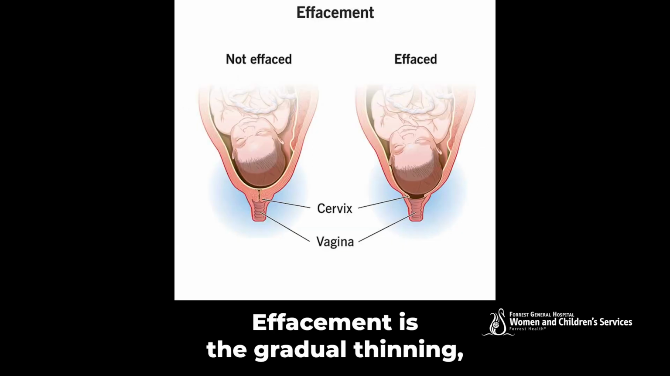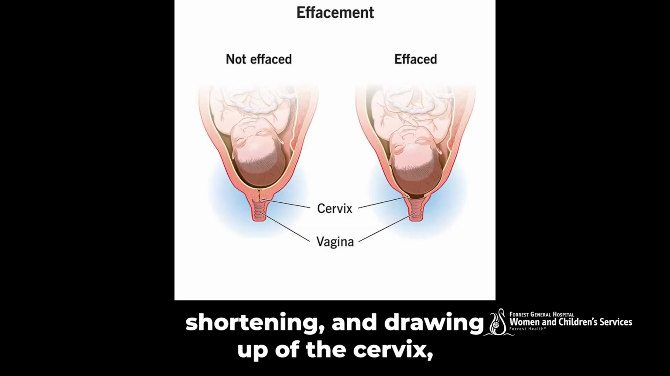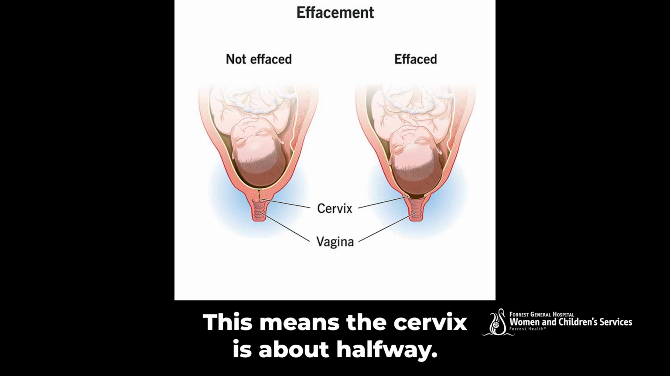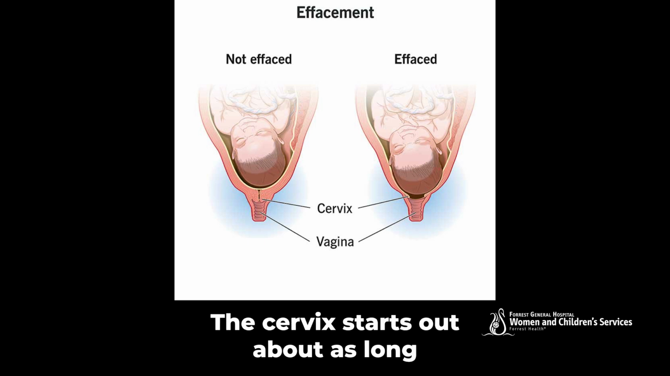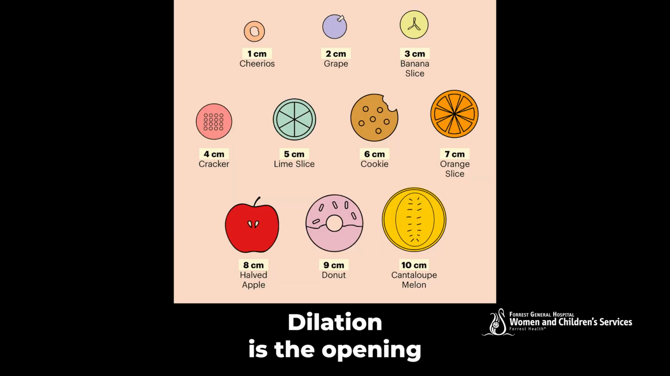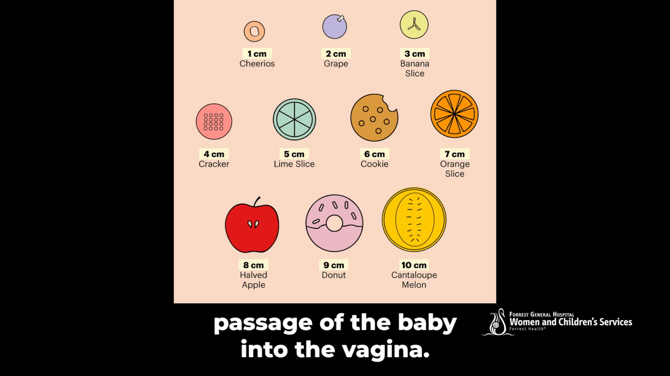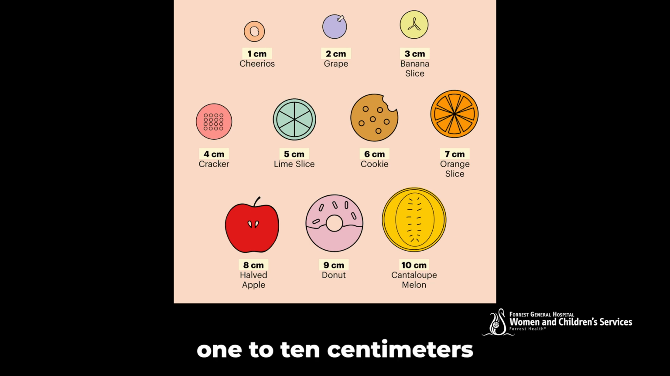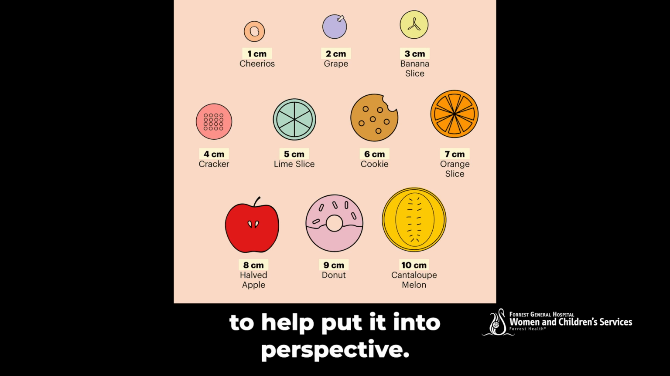Effacement is the gradual thinning, shortening, and drawing up of the cervix. So you may hear your doctor say 50% thinned out. This means the cervix is about halfway. The cervix starts out about as long and as thick as your forefinger. Dilation is the opening of the mouth of the cervix. This allows passage of the baby into the vagina. The dilation chart gives you a visual of 1 to 10 centimeters to help put it into perspective.